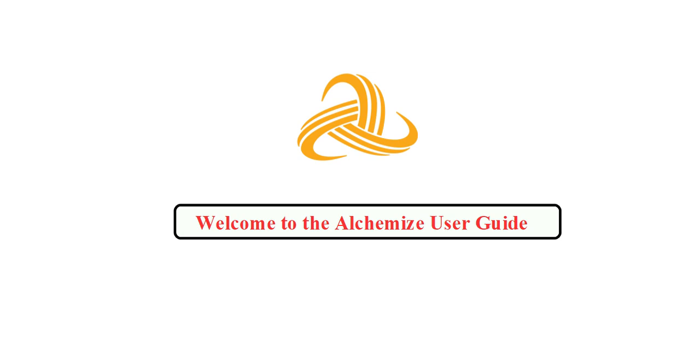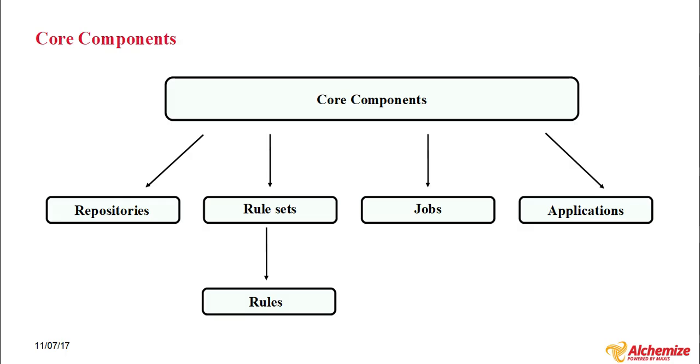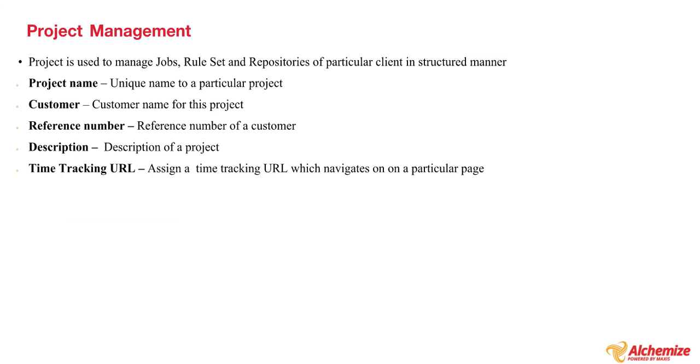We've covered the 4 core components of the functions of Alchemize, which are repositories, rule sets, jobs, and applications. We're now going to dive into the most important function, which is project management. This will be used to manage the core components according to the project needs, especially when there are multiple projects occurring simultaneously, all with different rules and rule sets.